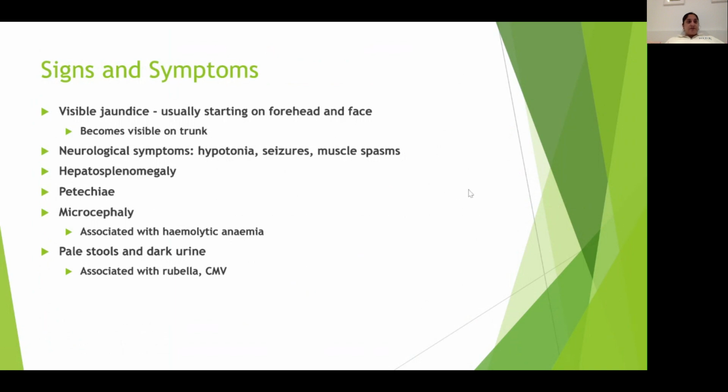So another thing as well is babies could have pale stools and dark urine, and mostly these are associated with infections such as rubella and CMV.